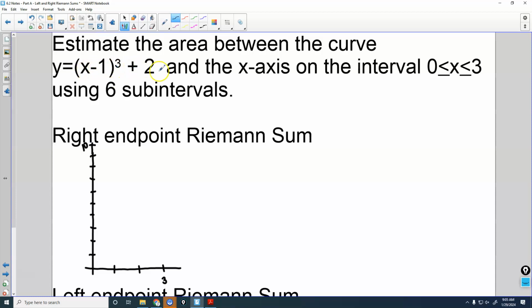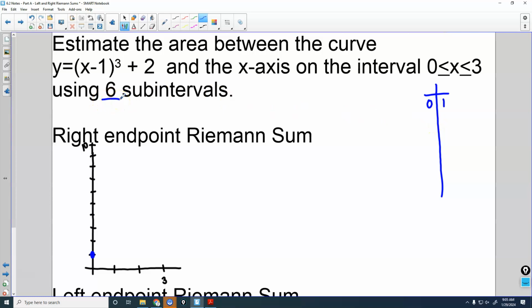If I plug in 0 right here, I'm going to get 0 minus 1 is negative 1. Negative 1 to the third is negative 1. Negative 1 plus 2 is 1. So you'll get 1 if you plug in 0. In fact, let's make ourselves a table because it actually might be helpful for us. 0, I'll get 1. I bet I have 6 subintervals.